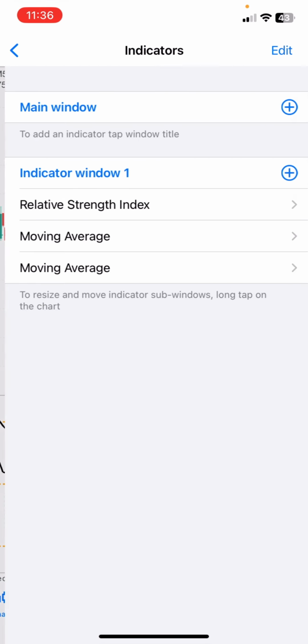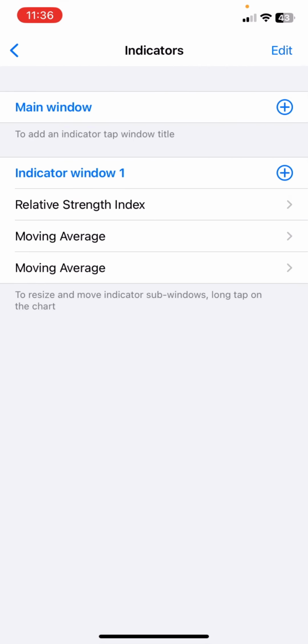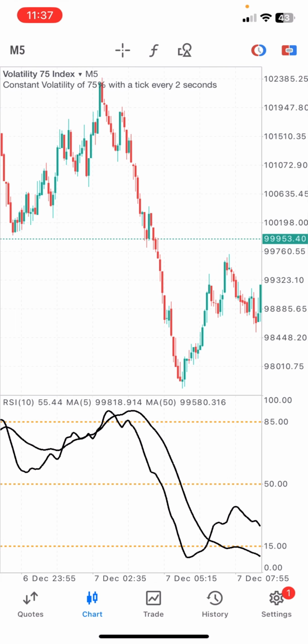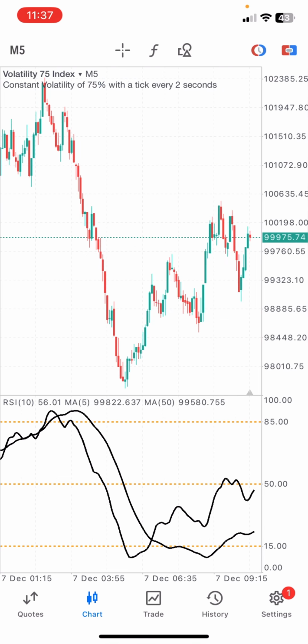Now we are moving on to the next indicator. Once you add the RSI, it's automatically going to be on your indicator window 1. Now we click on the indicator window 1 plus to add our moving average. Search for moving average and click on it. These are the properties for the moving average. The period is 5, shift is 2, the method is exponential, apply to weighted close HLCC/4, and use the black color. You can use any color of your choice. So we set everything up like this. Click on done, and you're going to have your moving average on your chart.